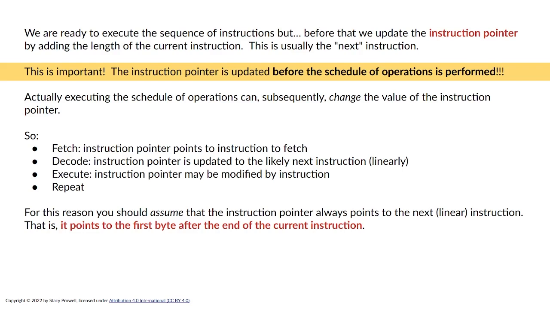So what this means is, you should always assume the instruction pointer points to the next linear instruction. Because the only time you get to think about what's happening is during execution of the instruction you wrote. And it's always going to point to the next linear one.